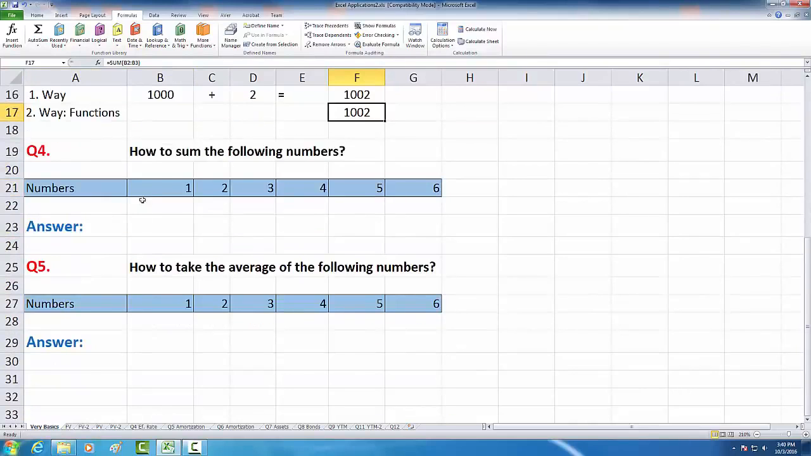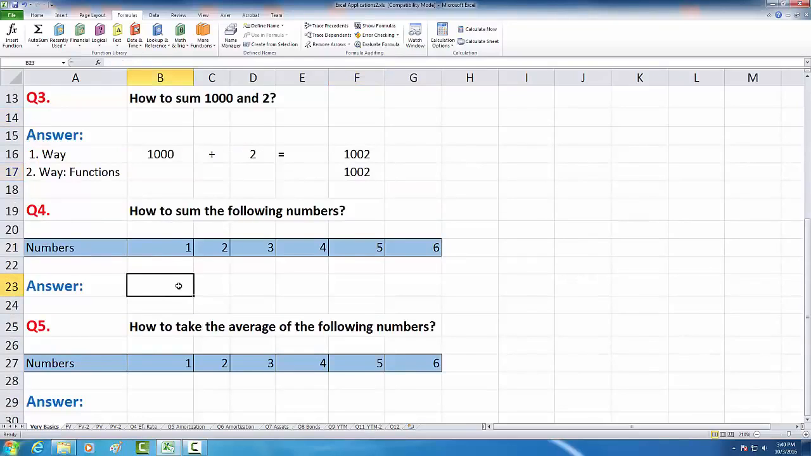The fourth question is asking us to calculate the summation of the following numbers, 1, 2, 3, 4, 5. As you can remember from the previous question, you can write here the equal sign and then the first number, and then the plus sign, second number, and then the plus sign, third number. So all of these cells one by one. But as you can understand, this is a really difficult way of doing this calculation. It's 21.